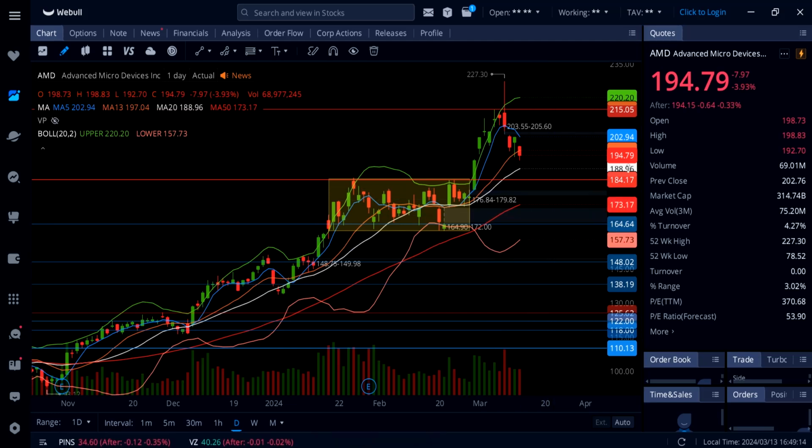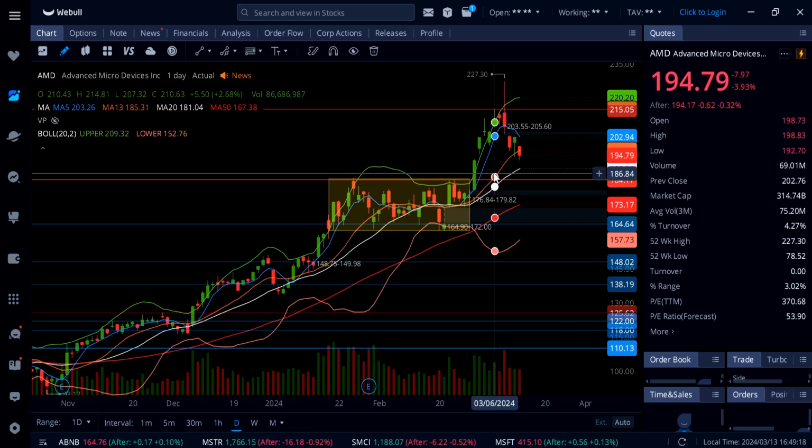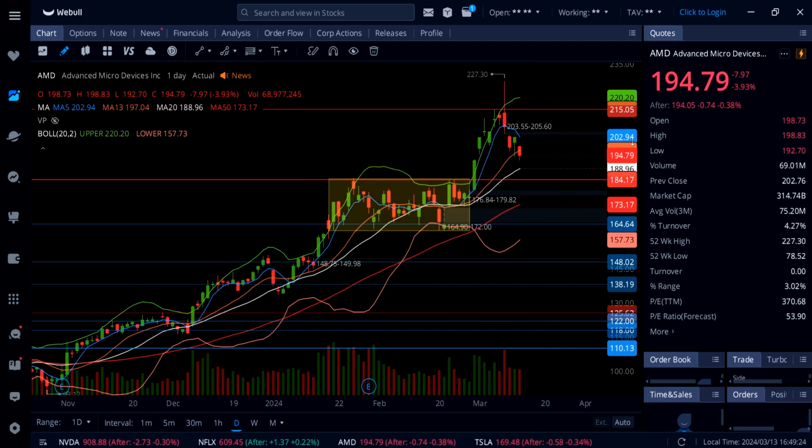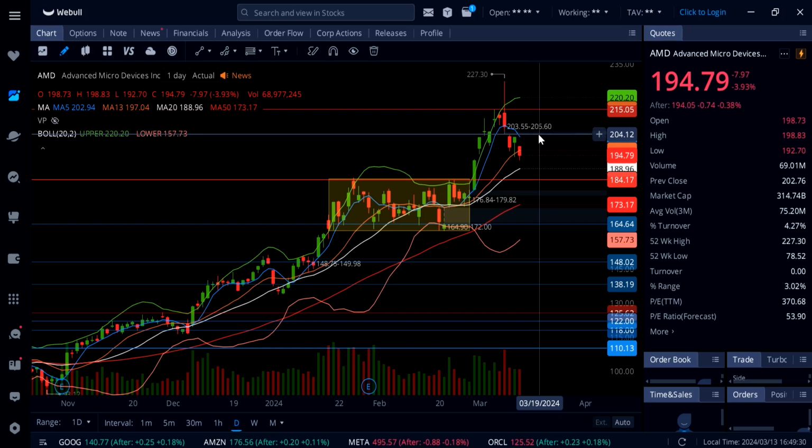Now to the upside, AMD needs to break 197, the rising 13-day moving average, and above that you're going to see a move up to 202.94, the 5-day moving average, and then this gap at 205.60.